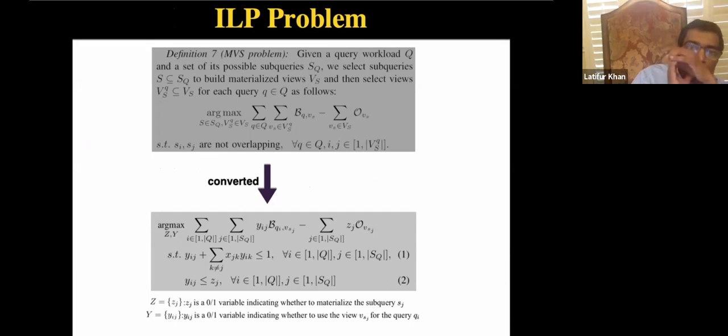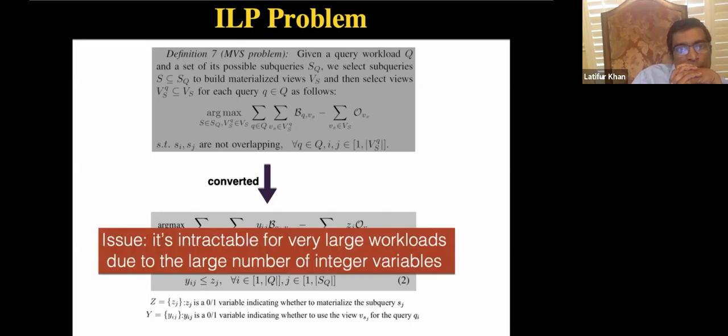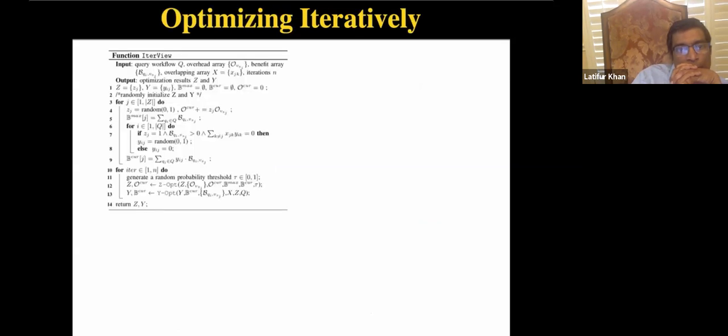In the ILP problem, we aim to optimize the 0, 1 variables z and y intuitively. We can use an existing ILP solver to get the exact solution, but the issue is that it's intractable for very large workloads due to the number of integer variables. Therefore, we propose an approximate method which optimizes the variables z and y iteratively.